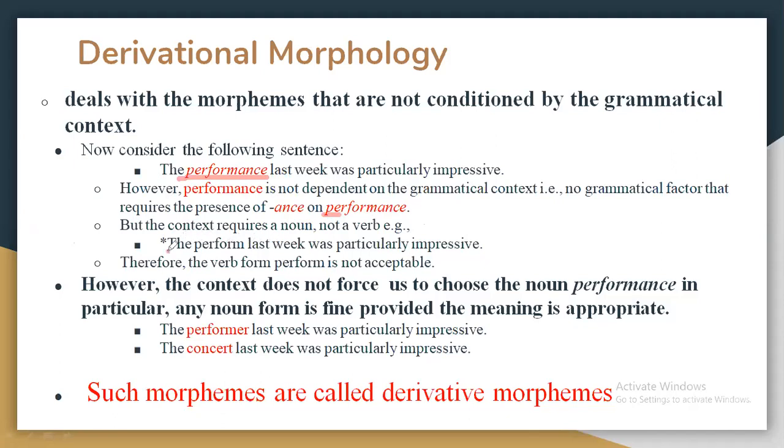This one, for example, you can see, another, the perform, here is perform only. Last week was particularly impressive. This is the position of what? Noun. Subject, that means. And inflection, for example, there can be perform also. You can write performs also, performed also, right? It is not conditional with grammar. Grammar doesn't need this. It doesn't mean it is out of grammar. You can write whatever you like.